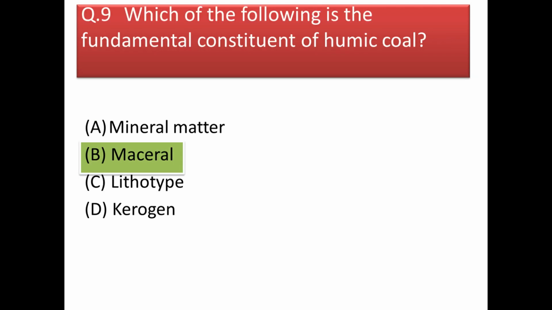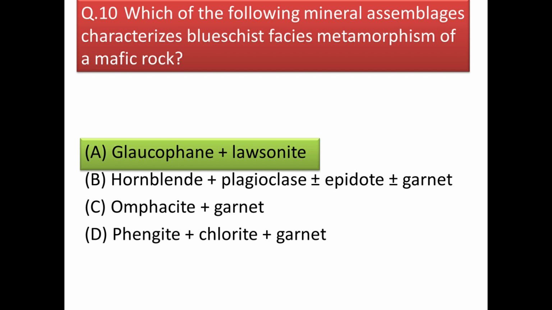Next question. Which of the following is the fundamental constituent of humic coal? And the answer is maceral. Okay. Next question. Which one of the following mineral assemblages characterizes the blueschist facies metamorphism of mafic rocks? And the answer is that the characteristic mineral assemblage of the blueschist facies is glaucophane and lawsonite. And these are blue minerals.